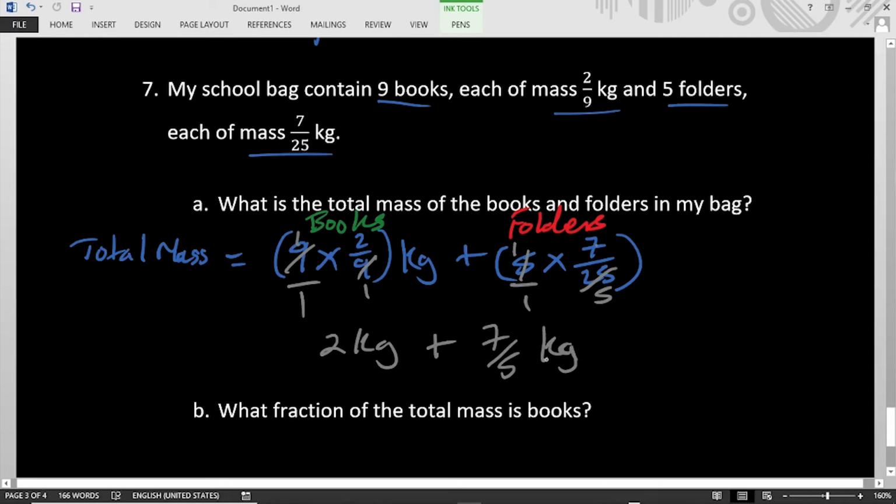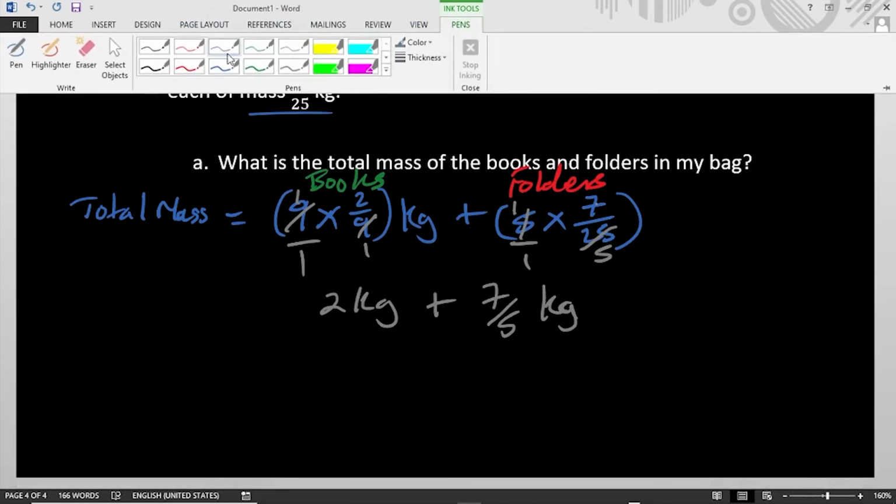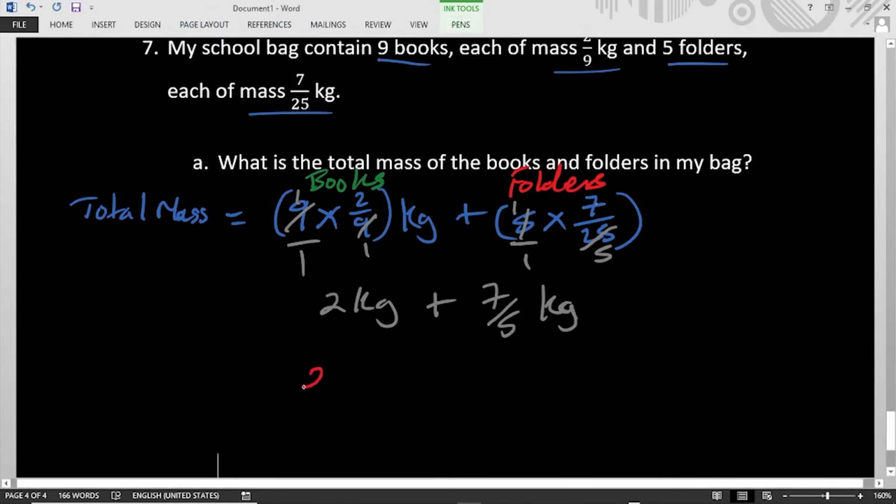So now we have to take the 2 kilograms and add it to 7 over 5 kilograms. So let's go ahead and do that. 2 plus 7 over 5. Well, 2 can be written as a fraction, 2 over 1. So that's 2 over 1 plus 7 over 5.